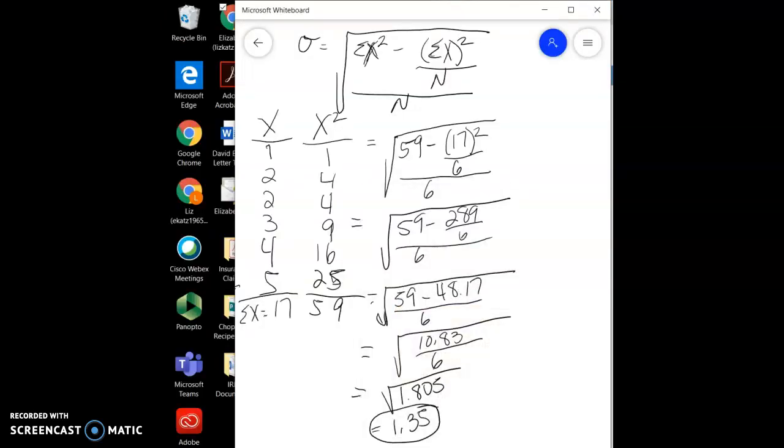Okay, so the advantage of this, as I said, is it's a simpler formula to use. It's a lot quicker, and you have fewer steps in order to get there. Now, if I wanted to do this with the sample standard deviation, let me erase all of this.